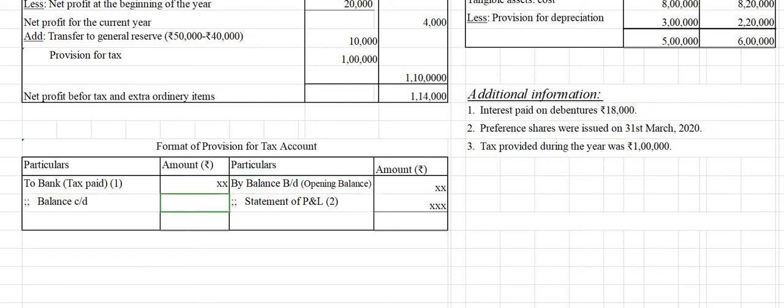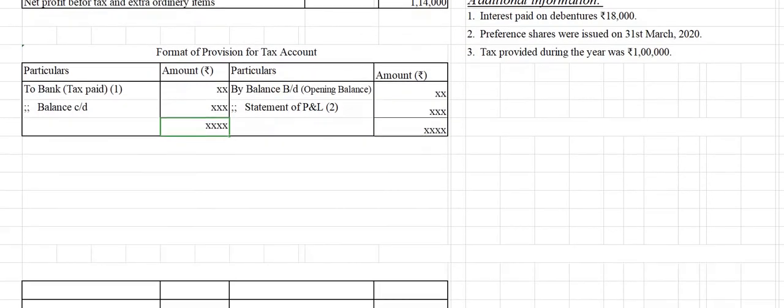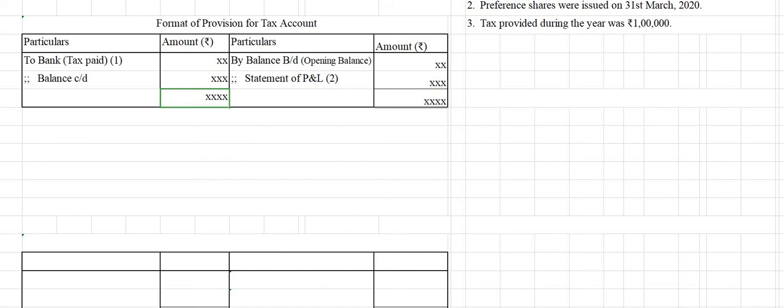So we have to show closing balance on the debit side. Okay. This is the format of provision for tax account.